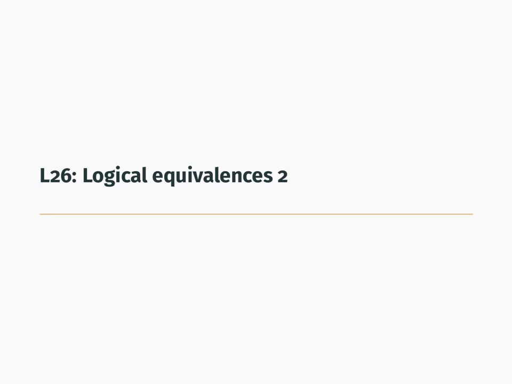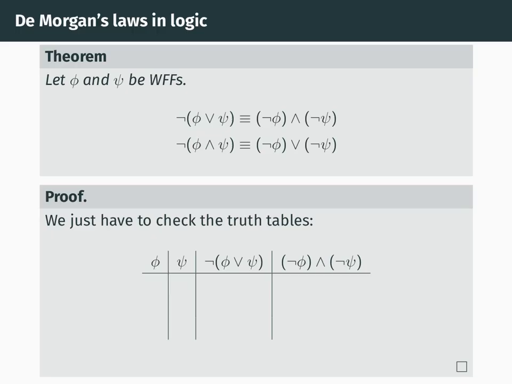In this lecture, we're going to look at some more interesting and more in-depth logical equivalences, starting off with De Morgan's laws in logic. You'll remember that when we studied set theory, we proved some things called De Morgan's laws, and those were to do with complements and unions and intersections. For example, we proved that if you had two sets A and B, which were subsets of some big set omega, and you looked at the complement of A union B in omega, then that was equal to the complement of A intersected with the complement of B.